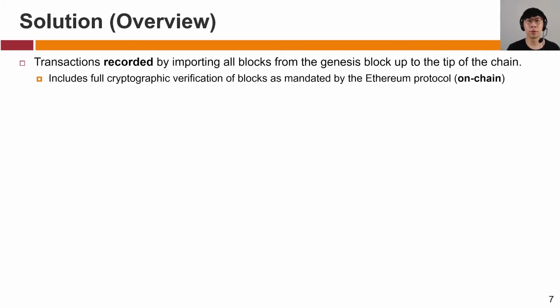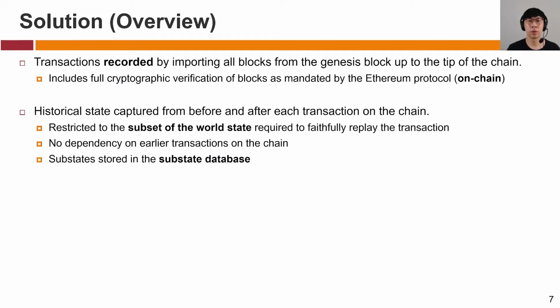Our solution first records transactions by importing all blocks from the Genesis up to the tip of the chain. Recorded transactions include full cryptographic verification to simulate on-chain features in the off-the-chain environment. For each transaction, the recorder captures the historical state from before and after the transaction on the chain. Substates are restricted to the subset of the world state required to faithfully replay the transaction. Therefore, substates have no dependency on earlier transactions on the chain.